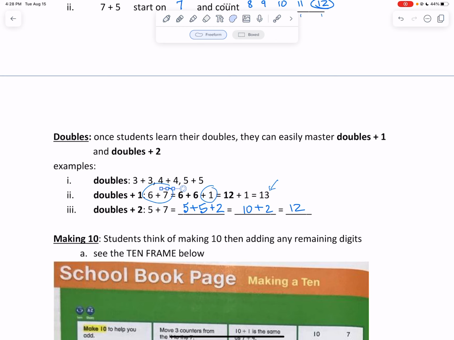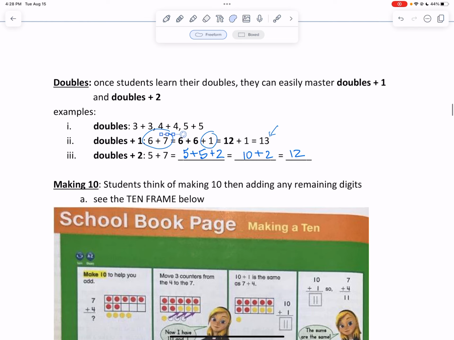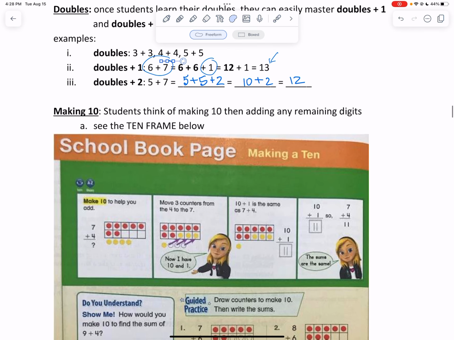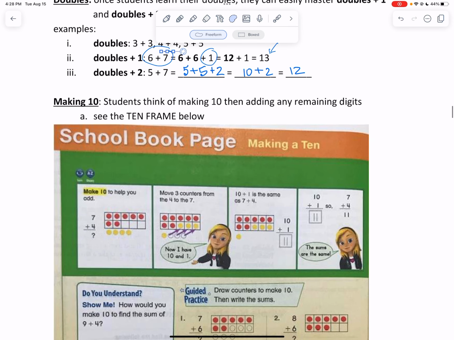So that's called doubles, or doubles plus 1, doubles plus 2. Now let's do making 10. Students think of making 10 and then add any remaining digits. That's what making 10 means.